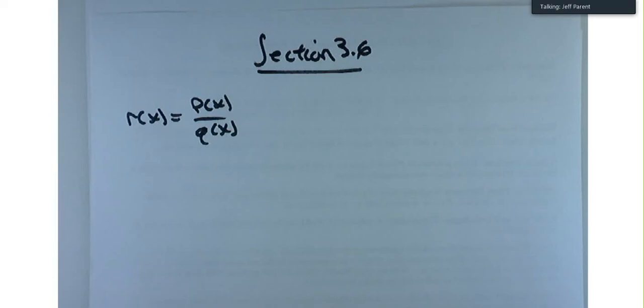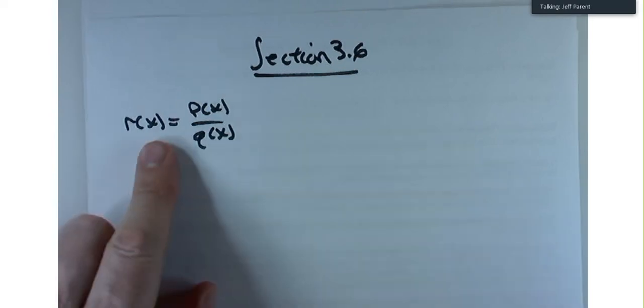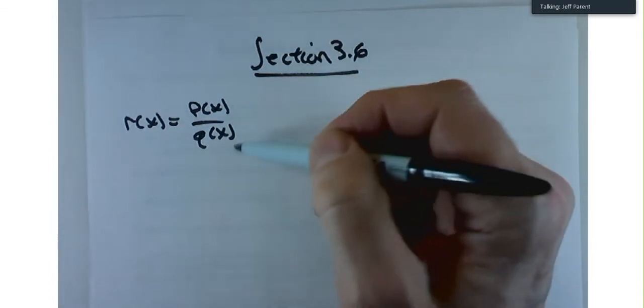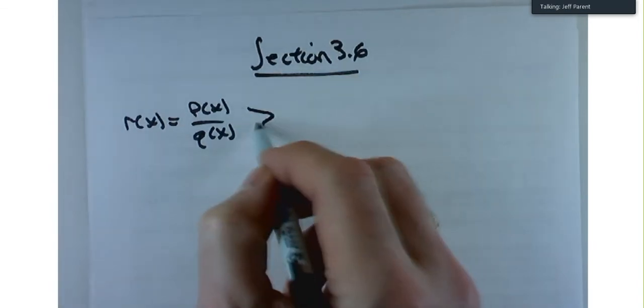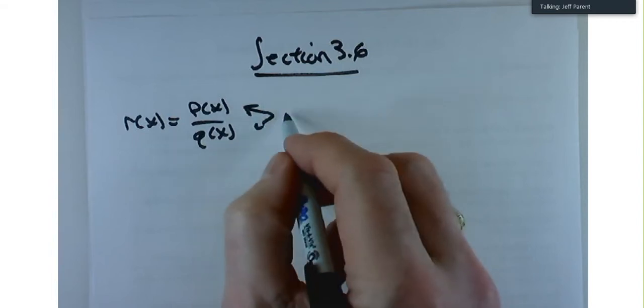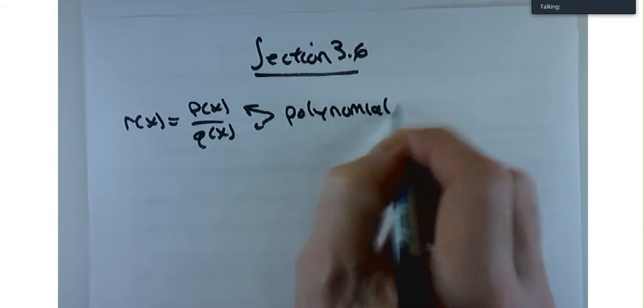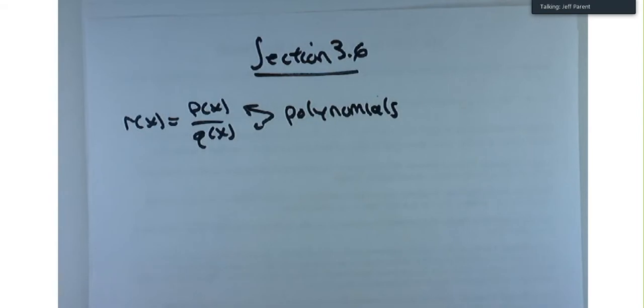So section 3.6 is going to talk about rational functions. Typically we denote this with r of x, r for ratio, and here's your ratio. Both of these, p of x and q of x, are polynomials. And the ratio of those two leads to a very important class of functions that we're going to study a little bit.